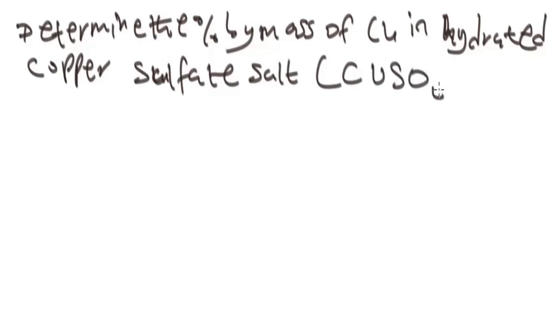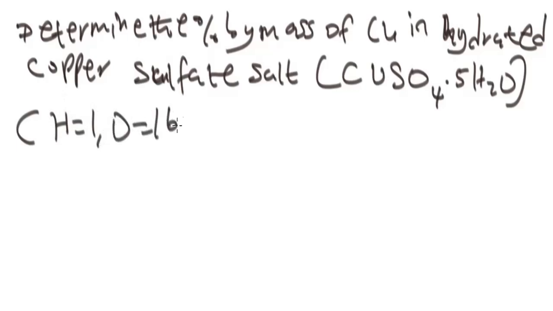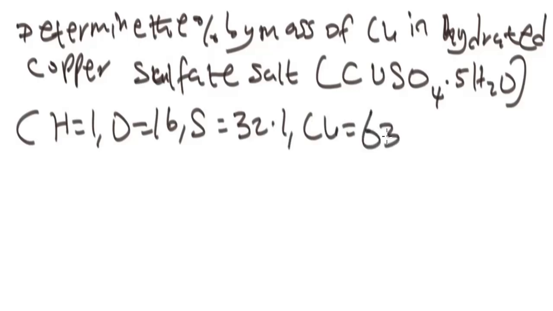CuSO4.5H2O. Alright, so let me give you back the related atomic masses. We have hydrogen to be 1, oxygen to be 16, sulfur to be 32.1, and copper to be 63.5.